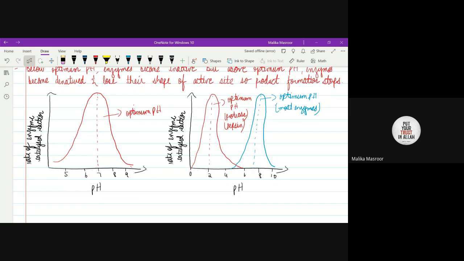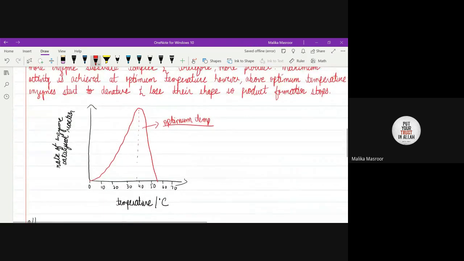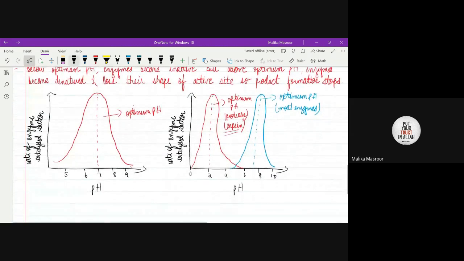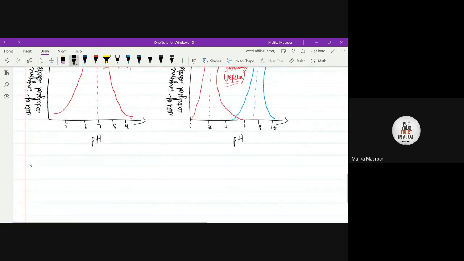Now look at this graph. In this, we have pepsin. Pepsin has an optimum pH of 2. That's why we have no single optimum pH. In temperature, we have an optimum temperature of approximately 37 degrees Celsius, but it differs. Last thing is the working of enzyme.